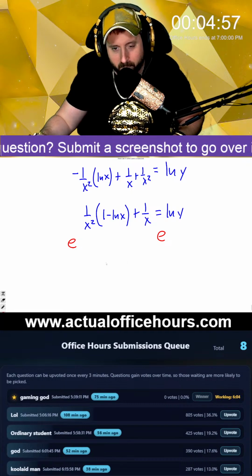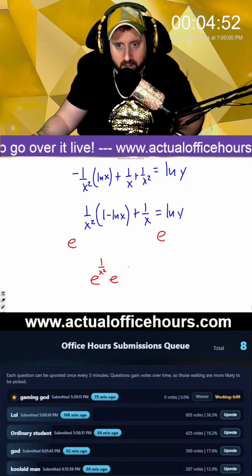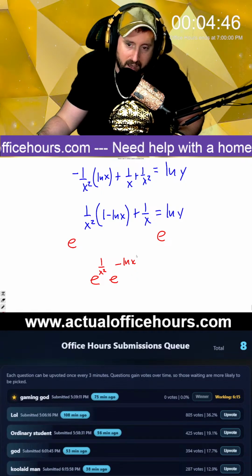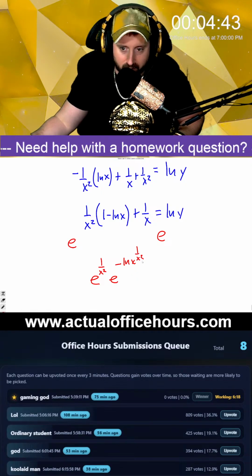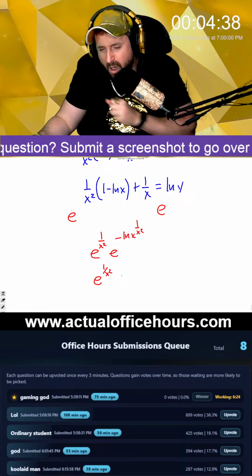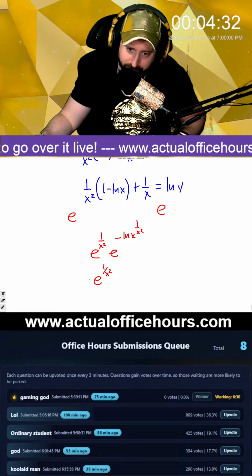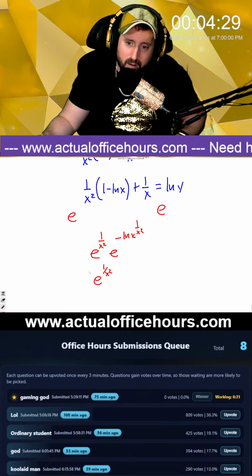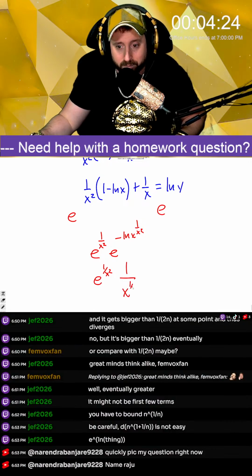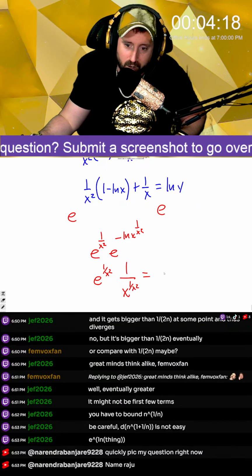Yeah, that'll probably help. Okay. So that's e to the 1 over x squared, e to the negative ln of x over x squared, which is the same thing as x to the 1 over x squared. And then e to the negative ln of x is also, sorry, it's just going to be 1 over x to the 1 over x squared. Yeah. And this is equal to y.